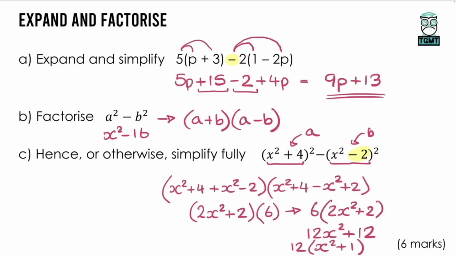Now either one of those answers would be fine. I would probably just leave my answer as 12x squared plus 12. It doesn't say it needs to be given factorised, it just says it needs to be simplified. But there we go, there's some expanding and factorising.